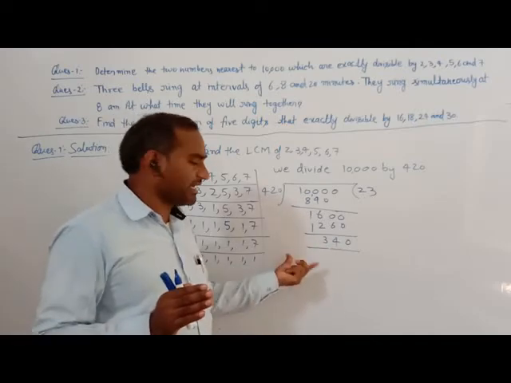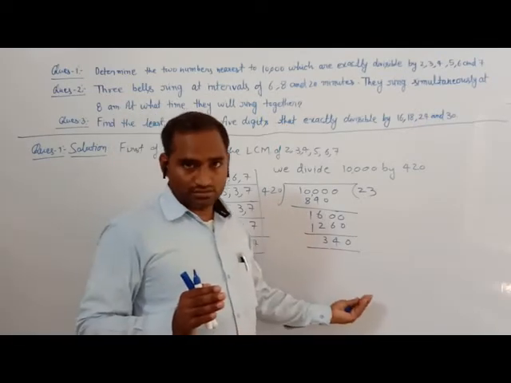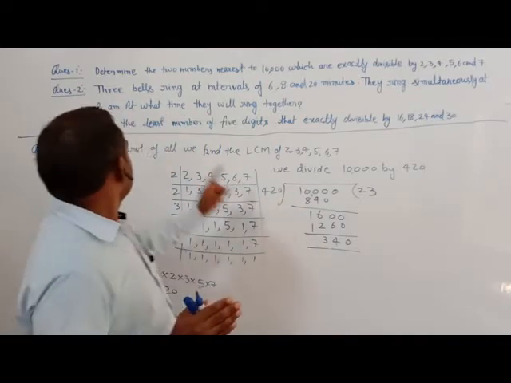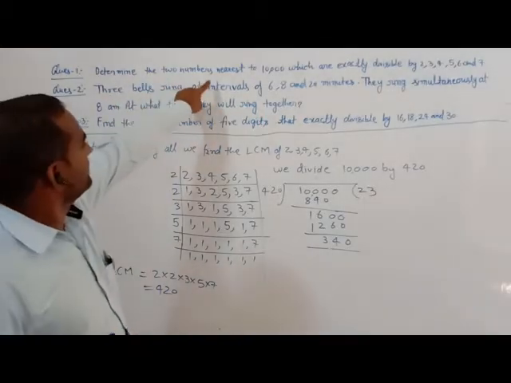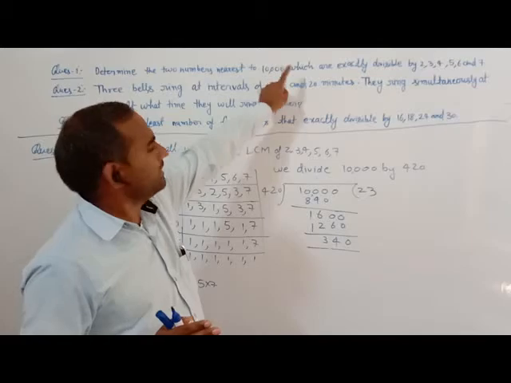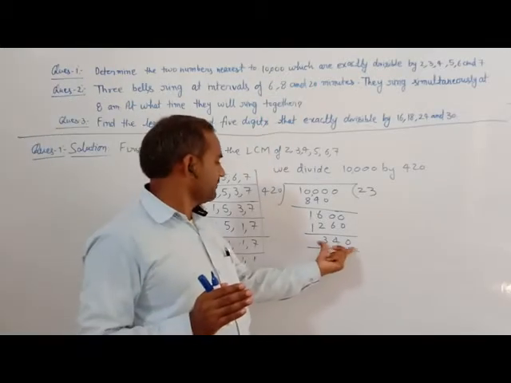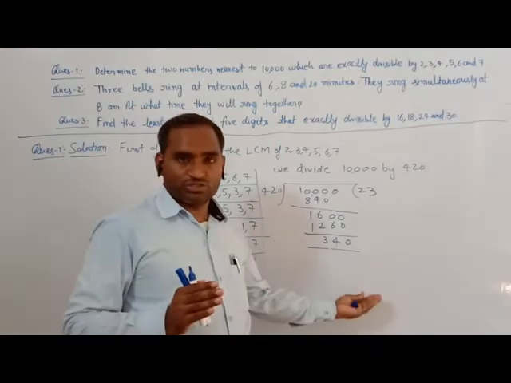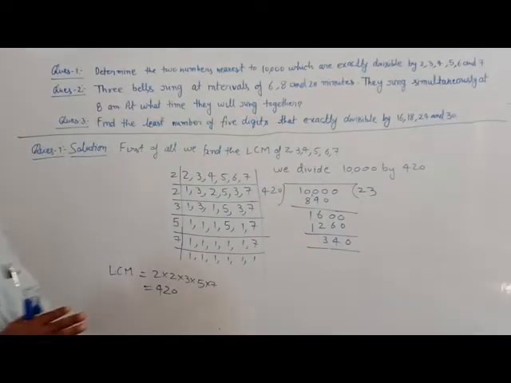If we subtract 340, it will be nearly 10,000, or if we add it, that will also be nearly 10,000. So first of all, we have to subtract the number from 10,000 so that we can get the nearest two numbers.